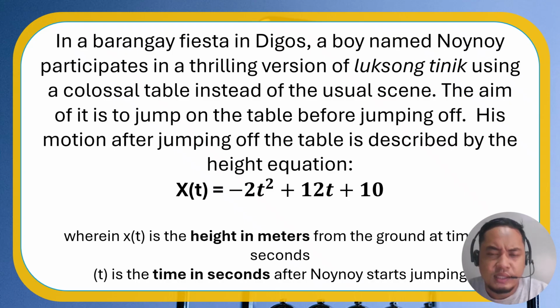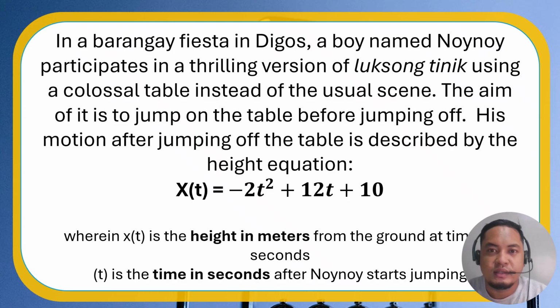In Barangay Fiesta Indigos, a boy named Noy Noy participates in a thrilling version of Luksong Tinik using a colossal table instead of the usual setup. The aim is to jump on the table before jumping off. His motion after jumping off the table is described by this height equation: x of t is equal to negative 2t squared plus 12t plus 10. I guess we cannot factor it easily, so maybe we will be using the quadratic formula.